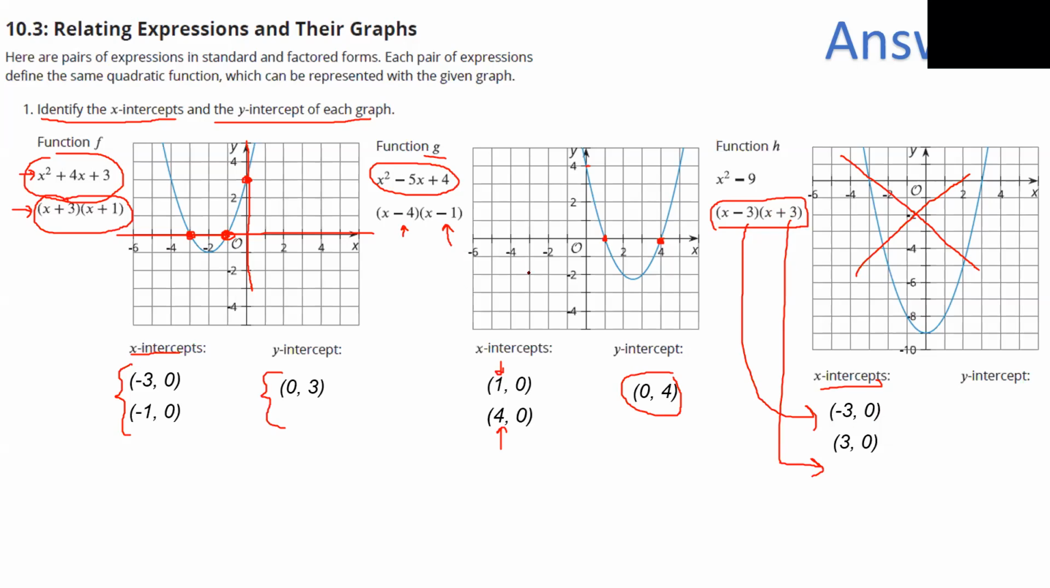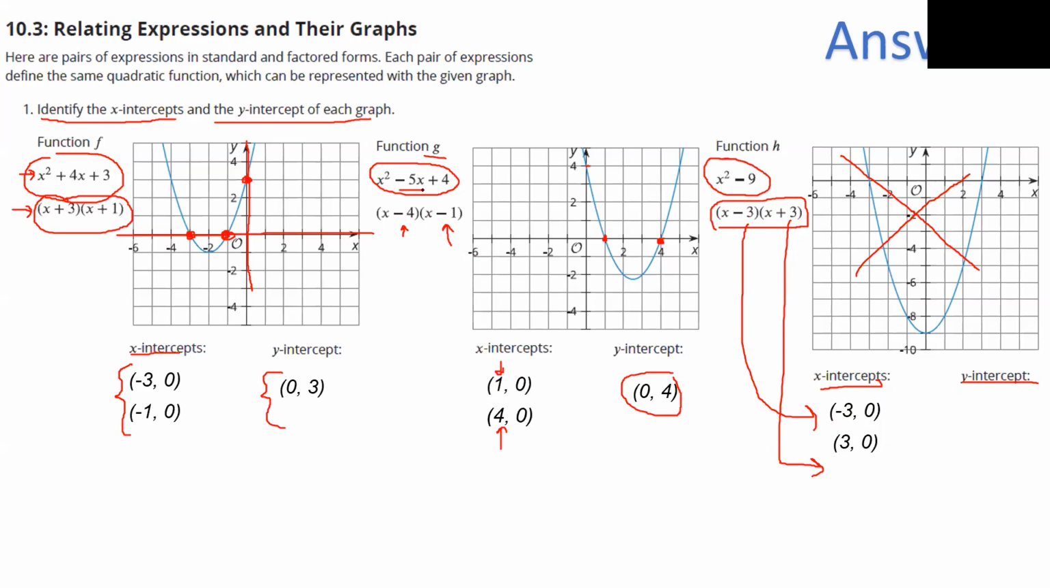Same thing over here. What would make x minus 1 a 0? I would plug in 1, and 1 minus 1 gives me 0. Same thing with 4: 4 minus 4 would be 0. So in other words, you just change the sign in the factor forms to find the x-intercepts. Now the y-intercept is a lot easier than that.